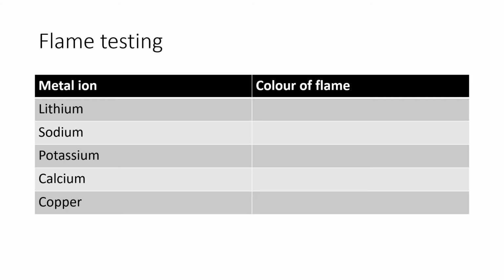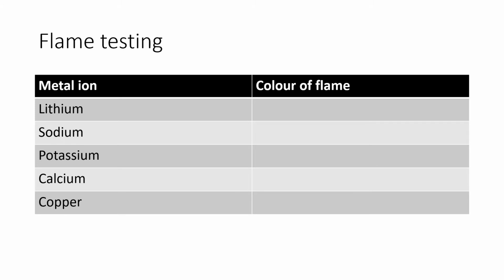So hopefully you have put down, or you thought that it is for metal ions or cations. And there are 5 different metal ions that we need to know what happens when you flame test them, so what colour the flame goes. So I've written down the 5 metal ions that you need to know, and we're going to complete the colour of the flame.